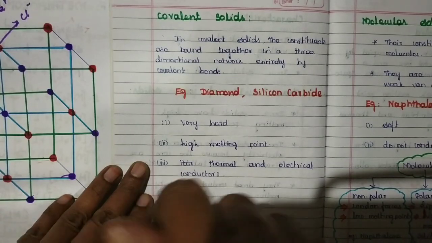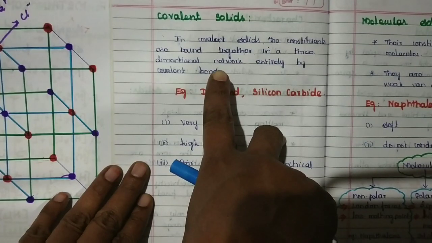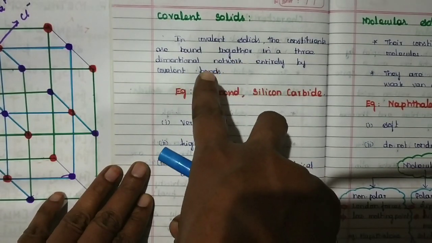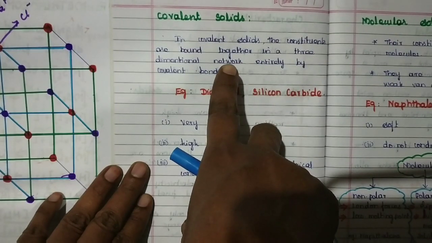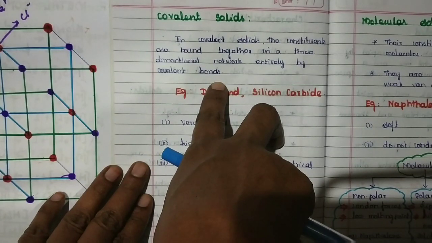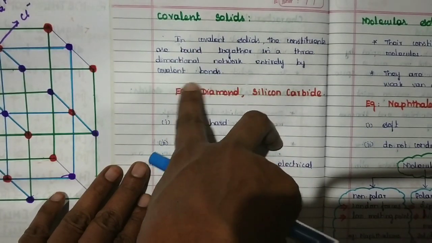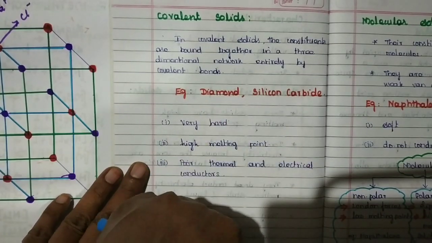Next one is covalent solids. In covalent solids, the constituents, that means atoms, are bound together in a three-dimensional network entirely by covalent bonds. Examples: diamond and silicon carbide.